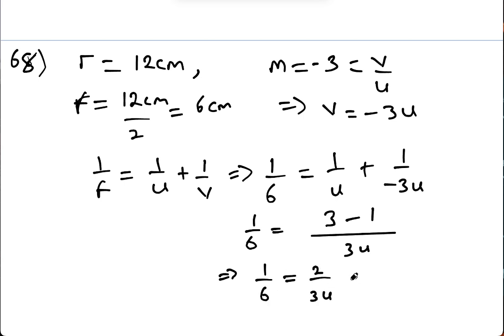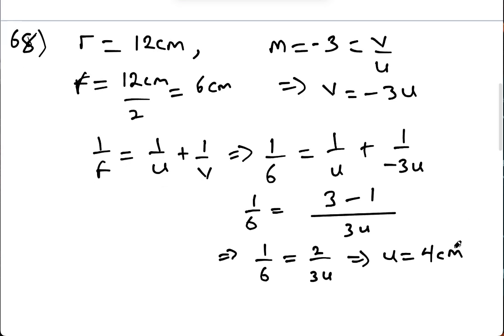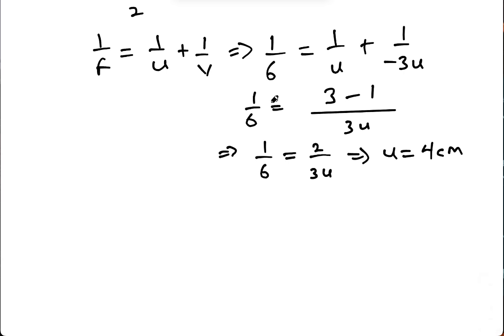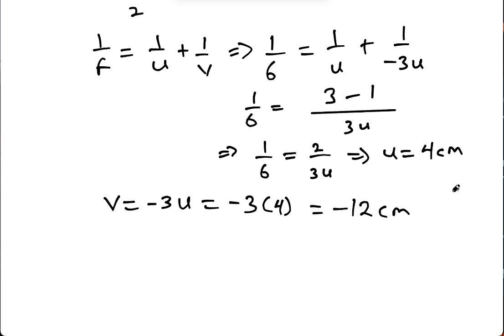So that implies that 1 over 6 equals 2 over 3u. So when you do this properly, that implies that u equals 4 centimeters. Because it's a real object, it should give a positive value. And so this definitely implies that v, which we have been able to get as negative 3u, will be negative 3 times 4, which is equal to negative 12 centimeters. Now, what does this imply?